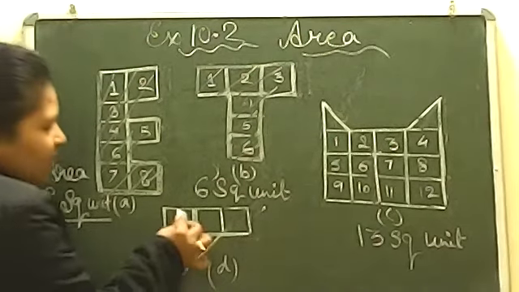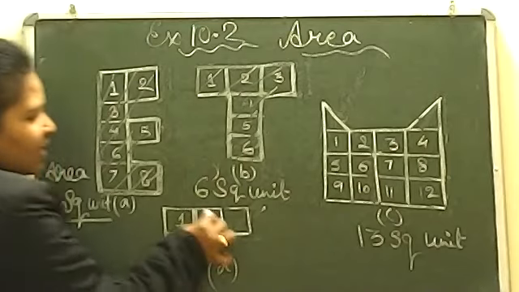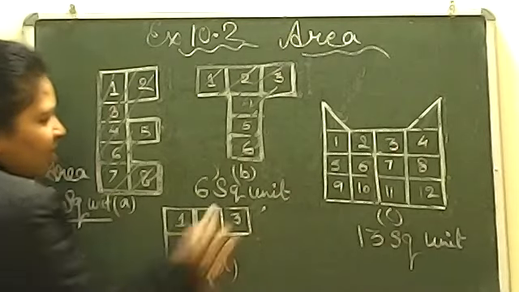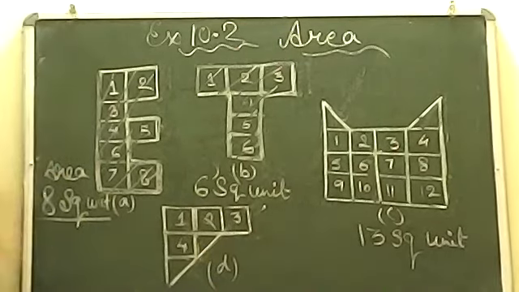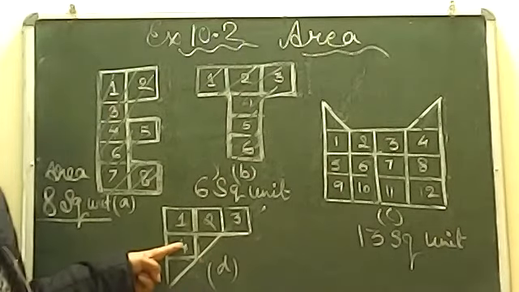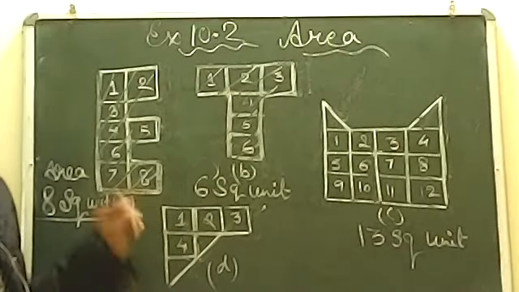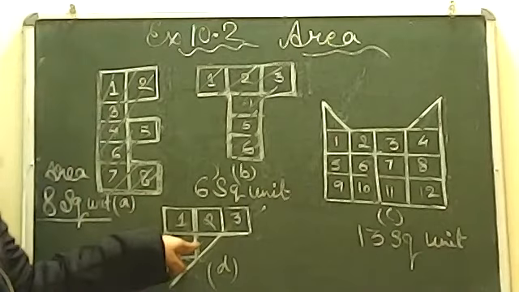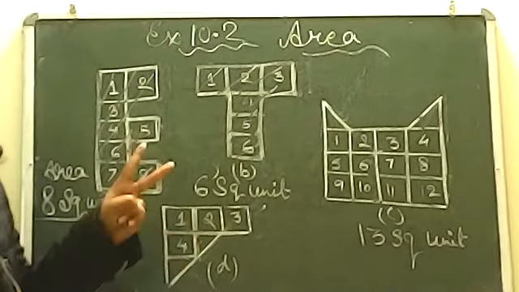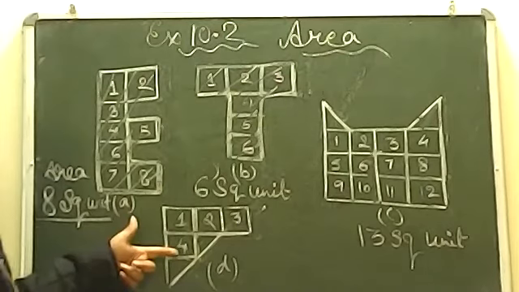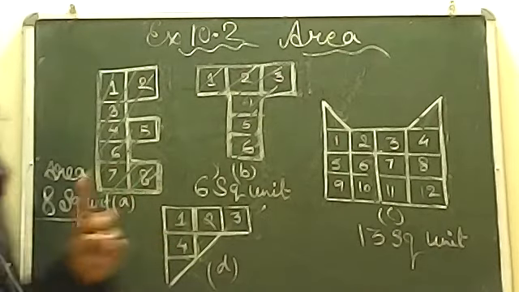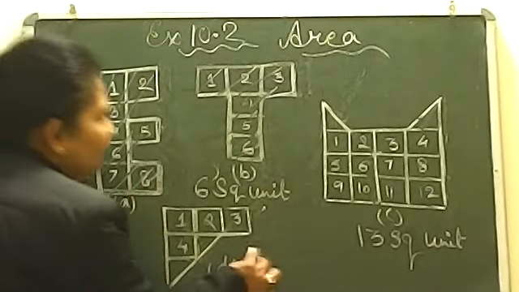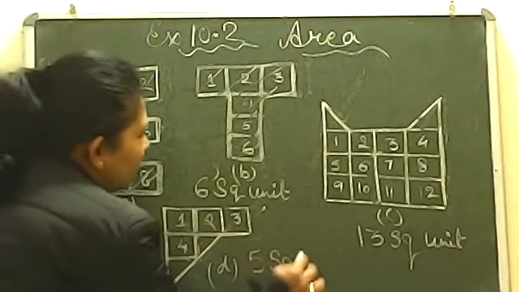Look here. This is the first square. This is the second square. This is the third square. This is the fourth square. 4 are complete. But there are 2 more which are half. So half and half together make how much? 4 was already there, half and half together make 1, so you have a total of 5 square units.